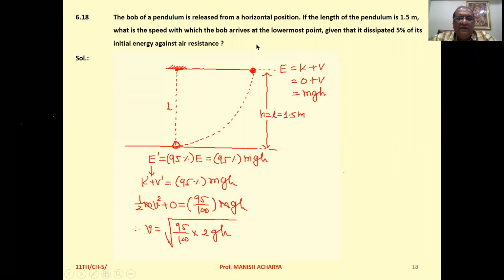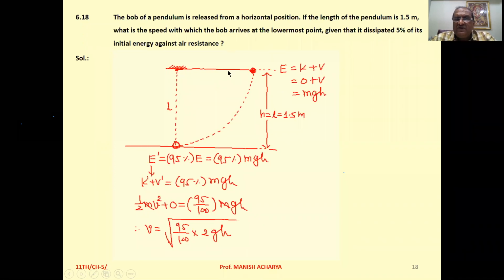6.18. The bob of a pendulum is released from a horizontal position. If the length of the pendulum is 1.5 meter, what is the speed with which the bob arrives at the lowermost point, given that it dissipated 5% of its initial energy against air resistance?